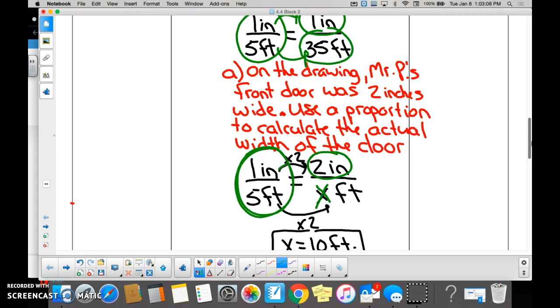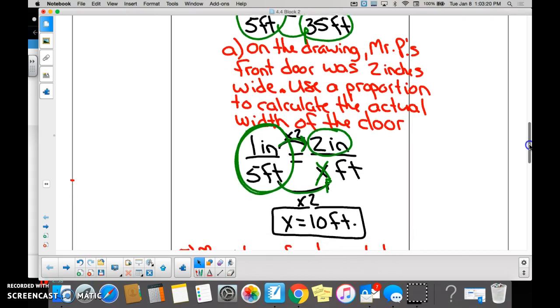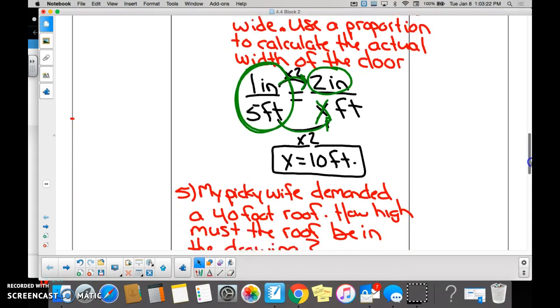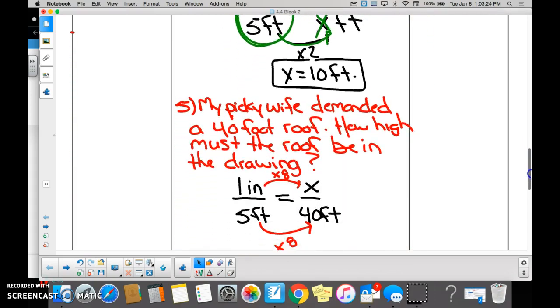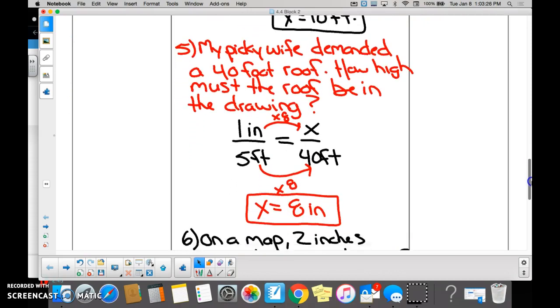How do you get from 1 to 2? So in the drawing, I went from 1 inch of scale factor to 2 inches of actual drawing. So if I multiply the top by 2, I multiply the bottom by 2. So how wide is my front door? 10 feet. Excellent. I'll let you guys read number 5 on your own. My wife was working on a 40-foot roof for some reason.